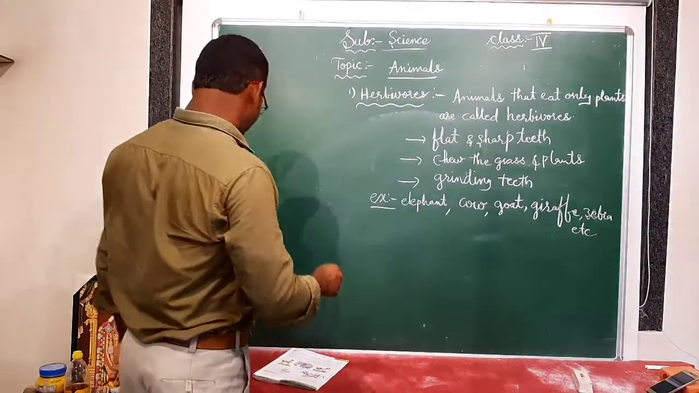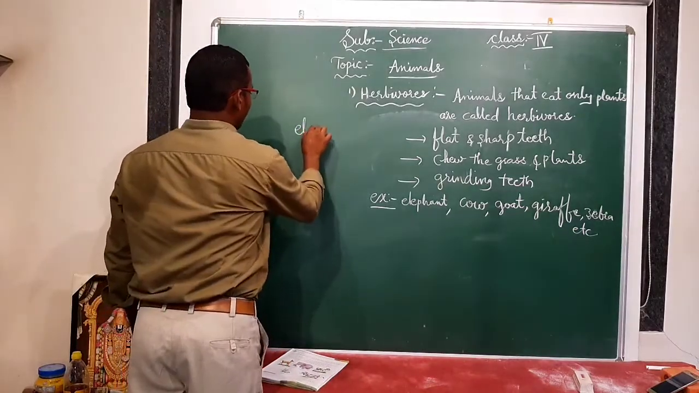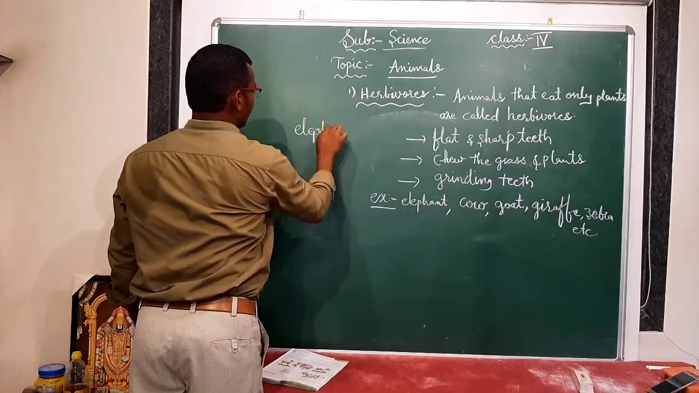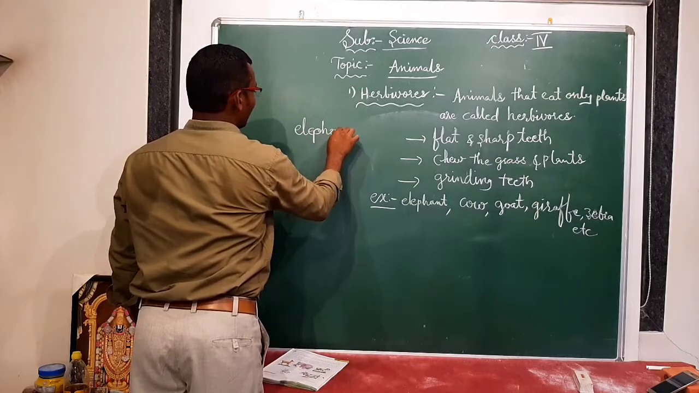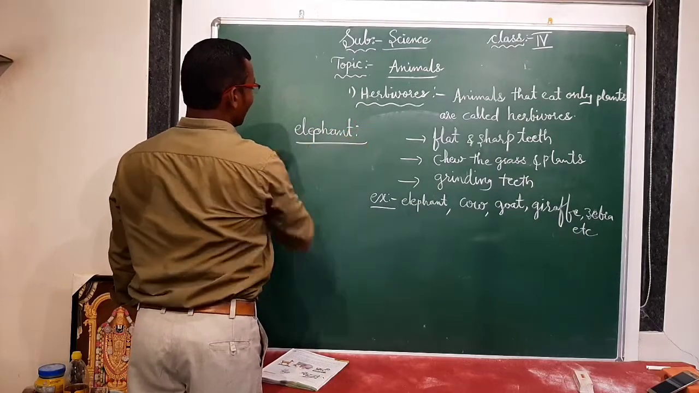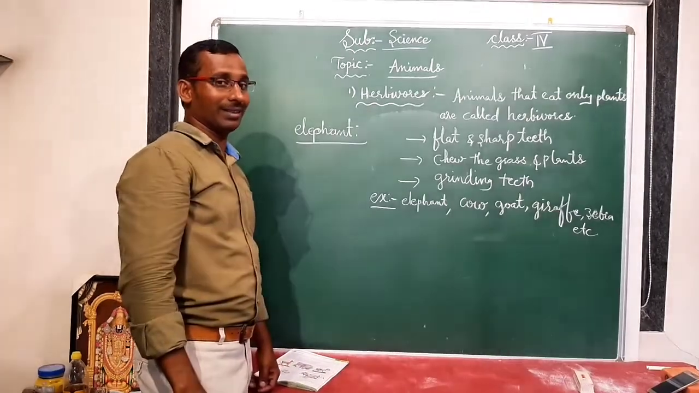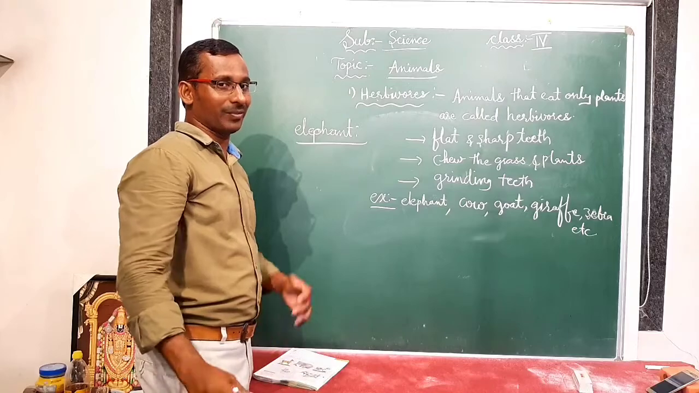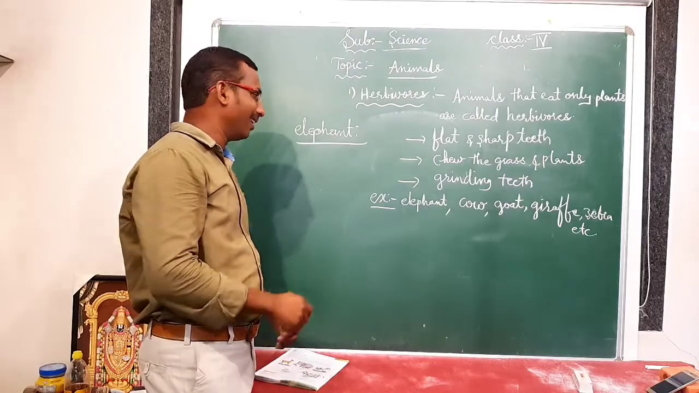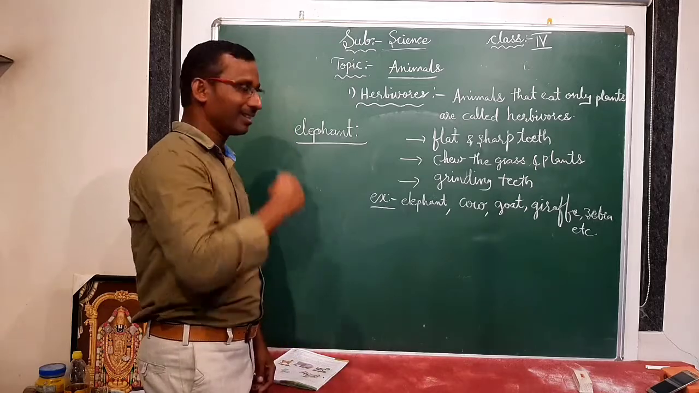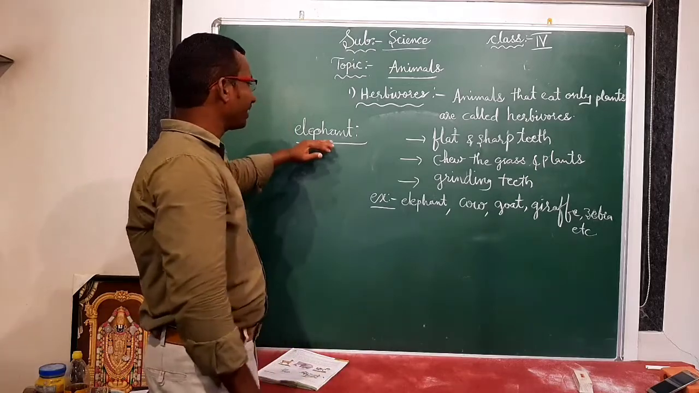What are they? Suppose you take an elephant. Do you see an elephant anytime? It is in a big size. What is the special feature? Something different is there, no? Yes, it has a long trunk. So why does it have a long trunk?